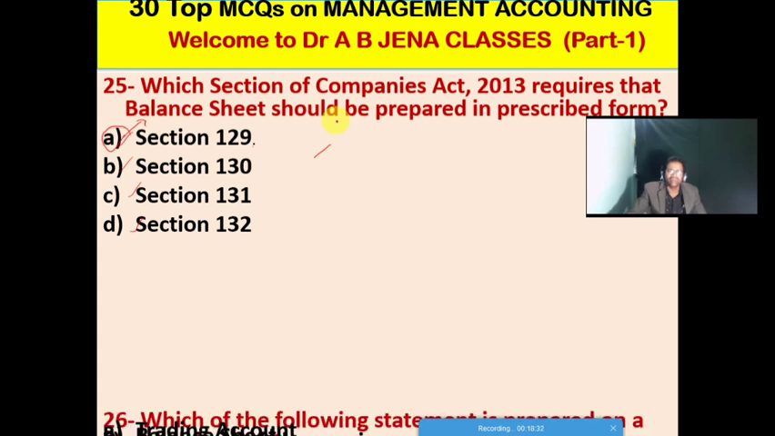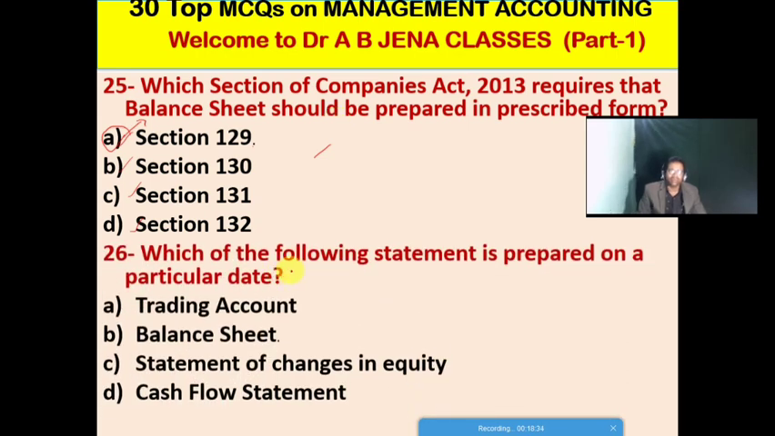Next MCQ: which of the following statements is prepared on a particular date? A, trading account. B, balance sheet. C, statement of changes in equity. D, cash flow statement. Friends, B is the right option for this MCQ. The balance sheet of a business is prepared on a particular date.